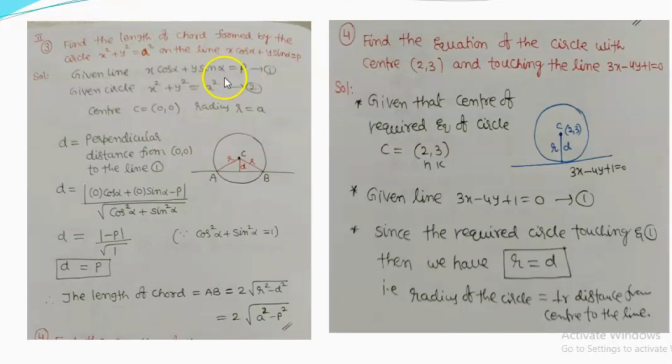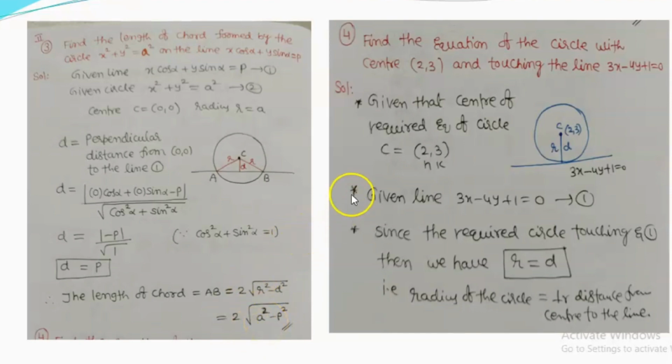So c we can take as minus p. It will become mod minus p divided by root of x coefficient whole square, cos square alpha plus sin square alpha. Cos square alpha plus sin square alpha value is 1. Therefore, mod minus p is p, so d value is equal to p. After getting the value of d as well as r, now write the formula for length of chord. The length of chord AB is equal to 2 root of r square minus d square, that is 2 into root of a square minus p square.